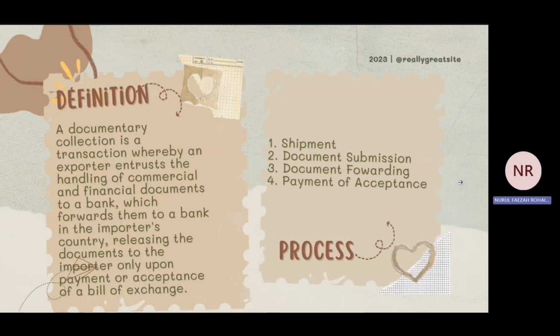So the definition of documentary collection is a transaction whereby an exporter entrusts the handling of commercial and financial documents to a bank, which forwards them to a bank in the importer's country, releasing the documents to the importer only upon payment or acceptance of the bill of exchange. So we have four steps in the process: number one is shipment, then document submission, document forwarding, and payment or acceptance.